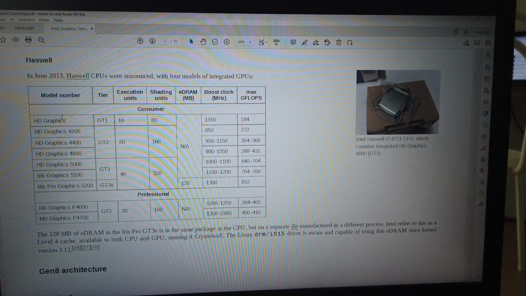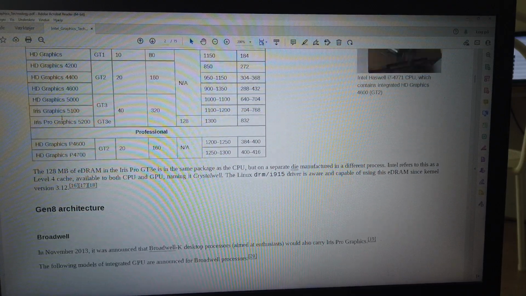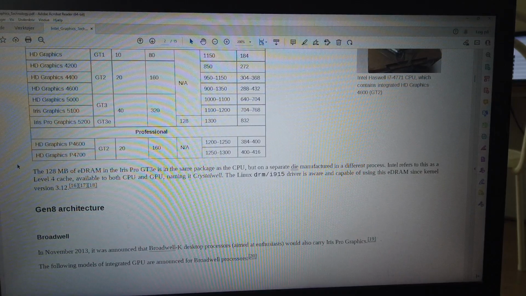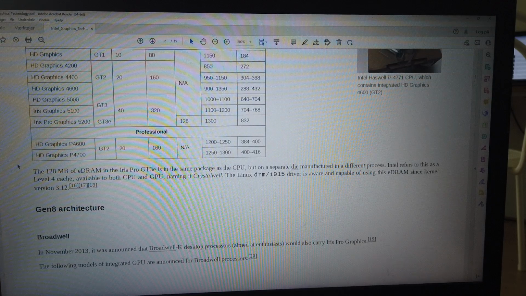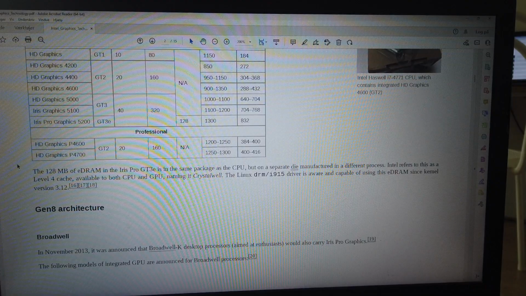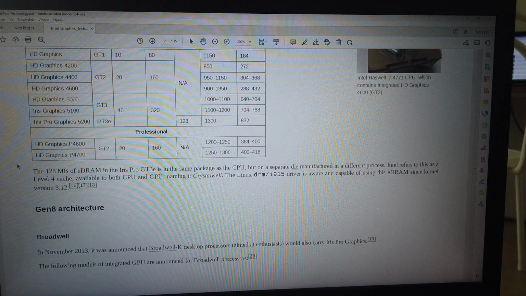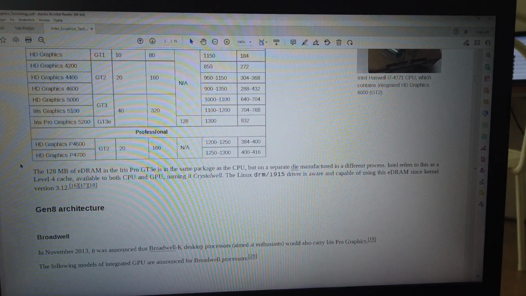The 128 megabytes of eDRAM in the Iris Pro GT3e is in the same package as the CPU, but on a separate die manufactured in a different process. Intel refers to this as a level 4 cache, available to both CPU and GPU, naming it Crystalwell. The Linux DRM/i915 driver is aware and capable of using this eDRAM since kernel version 3.12.